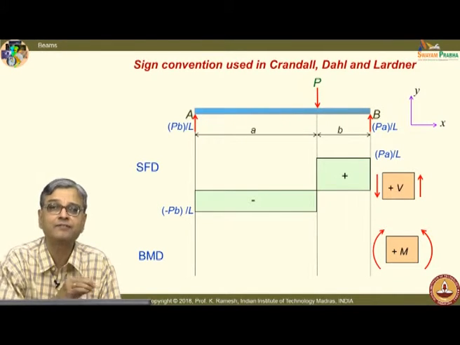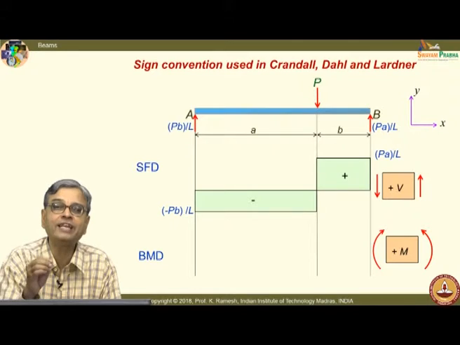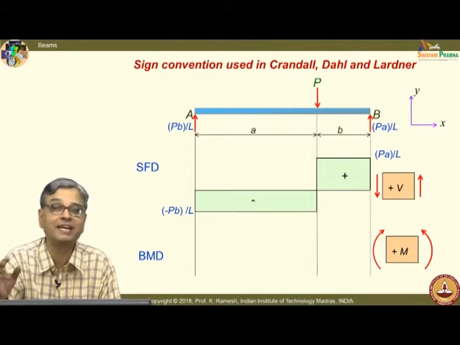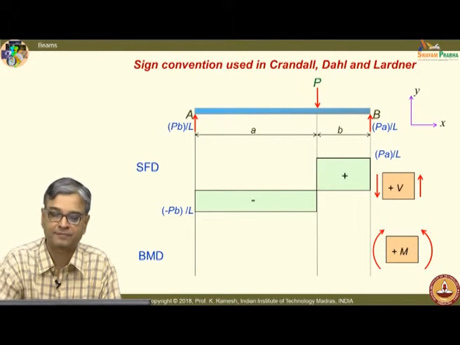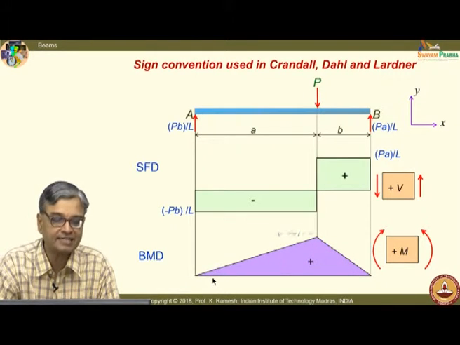That apart, when you draw the shear force variation along the length of the beam, I should get one unique answer whether I analyze left portion of the beam or right portion of the beam. That is where your sign convention helps you to do that. And your bending moment diagram will be precisely the same.